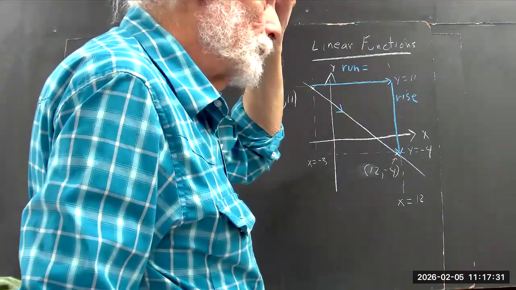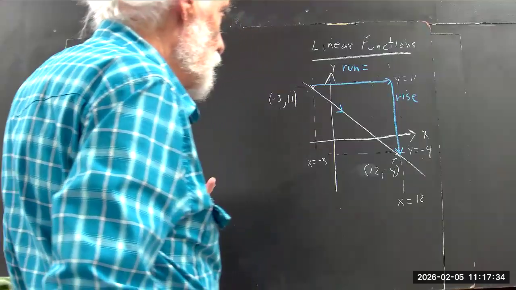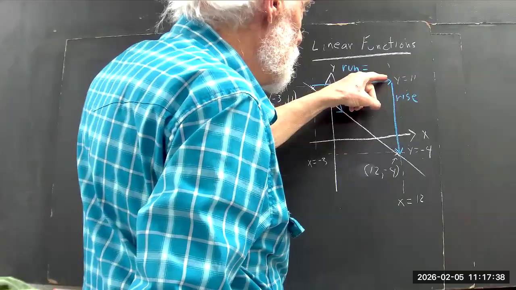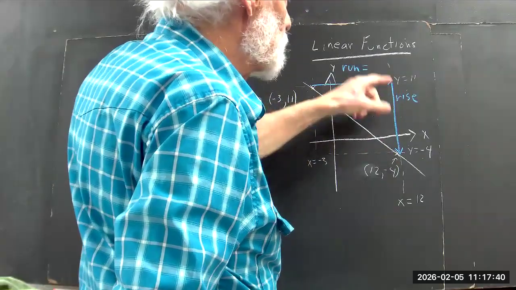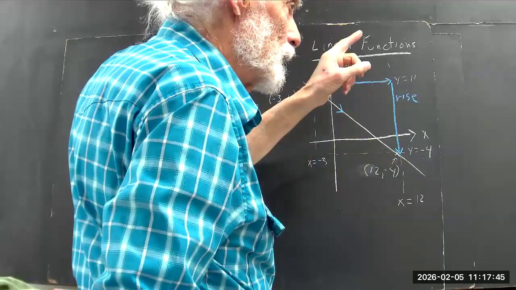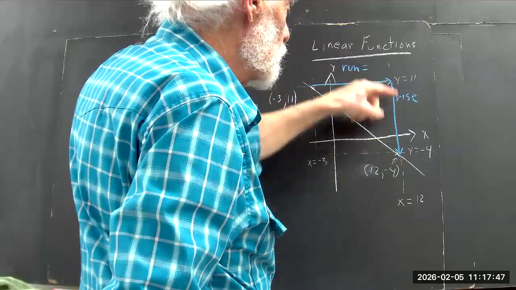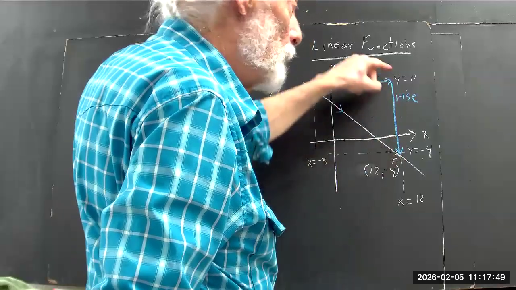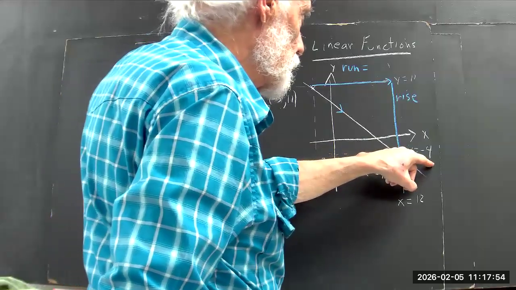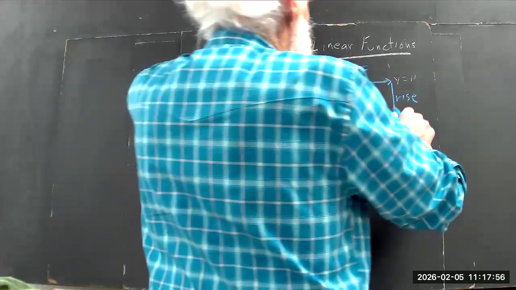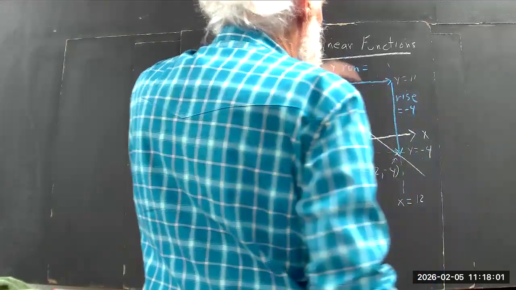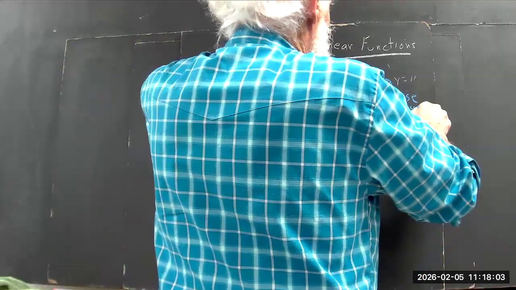Now, we can get the rise easily by subtracting the y-coordinate here from the y-coordinate here. That is, we subtract where we start from where we end up. So we do this minus this. The y-coordinate down here is -4. And the y-coordinate up here is 11.